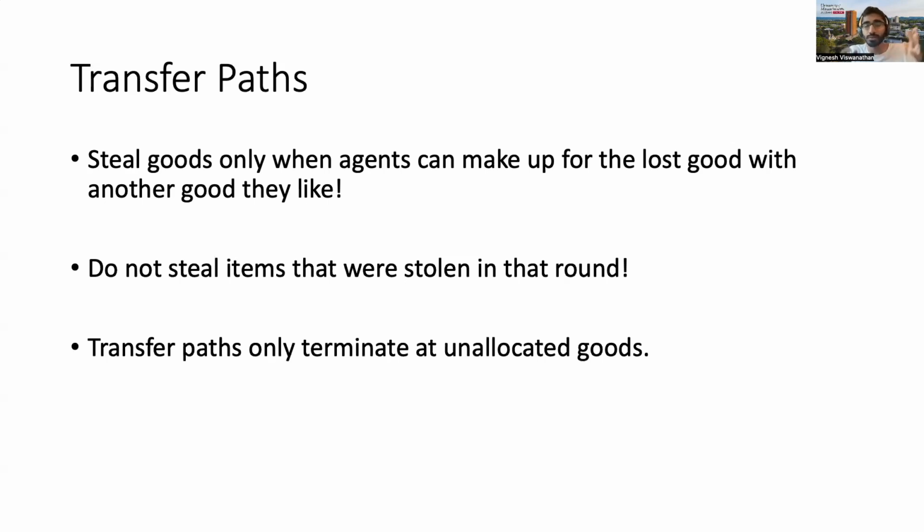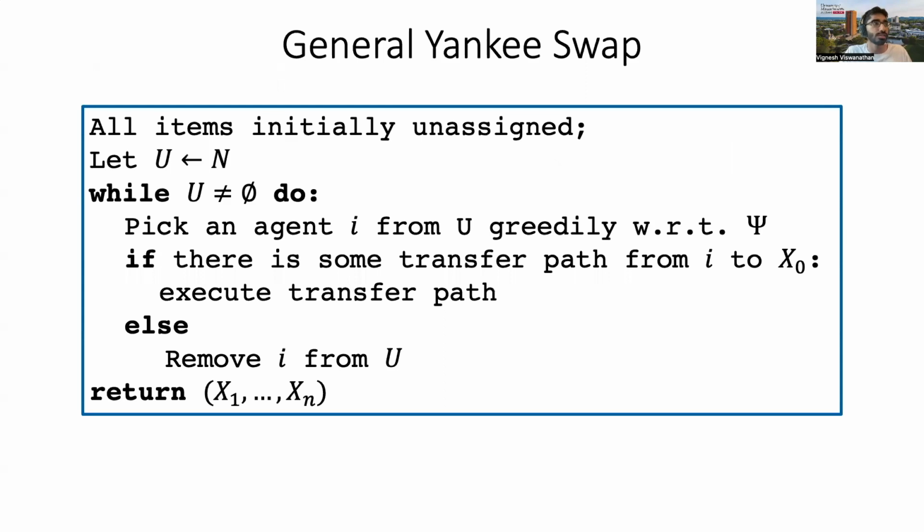That's the high level idea of our framework. Here is the broad pseudocode. And yes, it is that simple. So the algorithm, like I said, starts with all items initially unassigned. Then we just proceed in rounds. At each round, we pick an agent i greedily according to the justice criterion psi, whatever input justice criterion there is. That is, if you want to maximize Nash welfare, pick an agent such that giving them an item would increase Nash welfare the most.